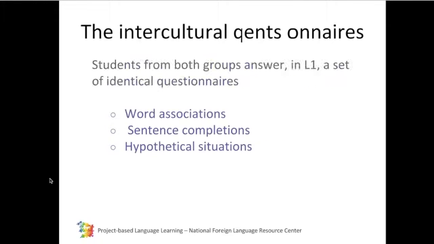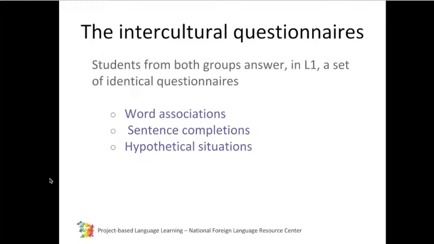So the intercultural questionnaires are at the start of the classic Cultura exchange. And students from both groups answer in L1 a set of identical questionnaires. And I will come back very soon to the use of L1 online. So these questionnaires are designed to involve students and engage them directly from the start.